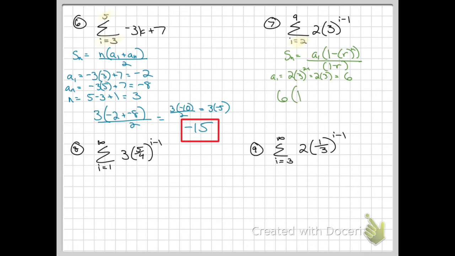So 6 times 1 minus r, where r is the number in parentheses, 3. Oh, I didn't find n. n is 9 minus 2 plus 1, so 8. All over parentheses 1 minus 3. Carefully type it into a calculator. If I typed it in carefully, you should get 19,680 for the sum.